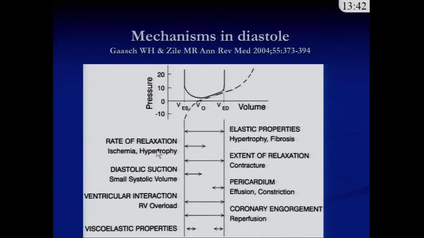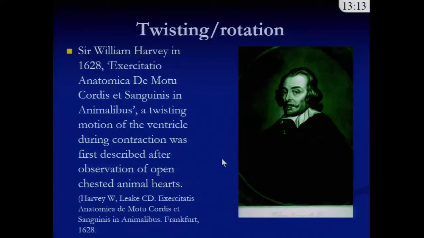So here's another way of looking at it. You can see as the pressure declines, we have the relaxation and to the end of systole, the pressure, and there are a number of different processes. There's a relaxation of the muscle. There's diastolic suction, which I'll talk about. There's ventricular interaction, and many things are involved. The elastic properties of the heart, the extent of relaxation in the myocyte, pericardium is affected, and also the coronary.